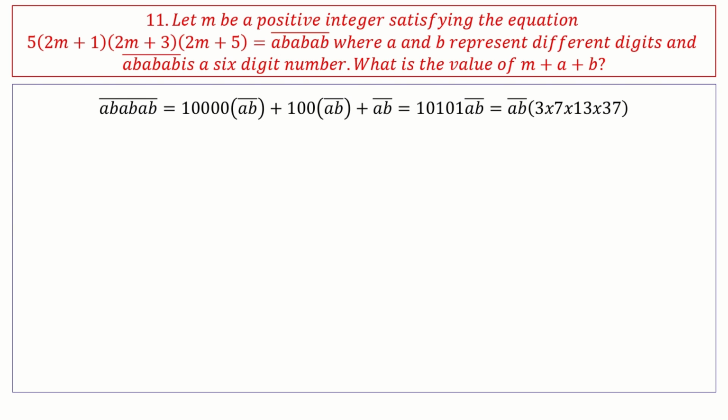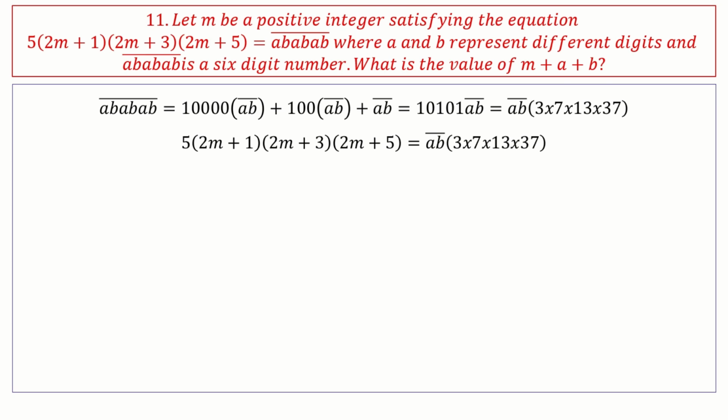ABABAB, we can write it as 10,000 times AB plus 100 times AB plus AB, which is nothing but 10,101 times AB. And 10,101, if you factorize, you get a very simple factorization: 3 into 7 into 13 into 37, all primes. So this is the prime factorization into AB. Now this is equal to 5 times (2m plus 1)(2m plus 3)(2m plus 5).